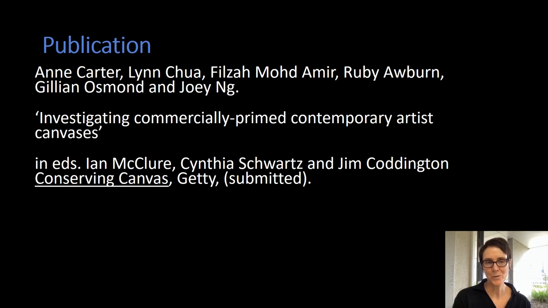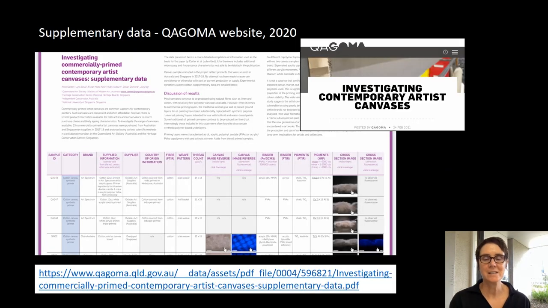I'd like to let you know that more details about the analysis of the canvas samples is forthcoming in the Yale University publication, which is currently in print. And also that as we couldn't fit all of our data in the Yale University publication, we've also published a data table on the Quagg Goma website with all of our analysis details and images. Here, if you're looking for a particular brand or a particular canvas, you can search it up against its analysis results.